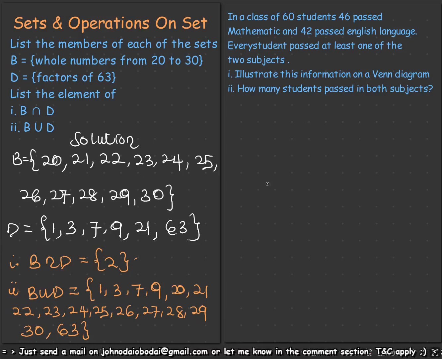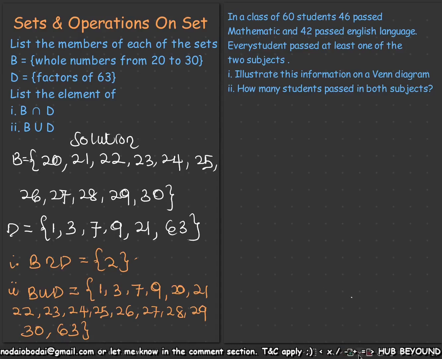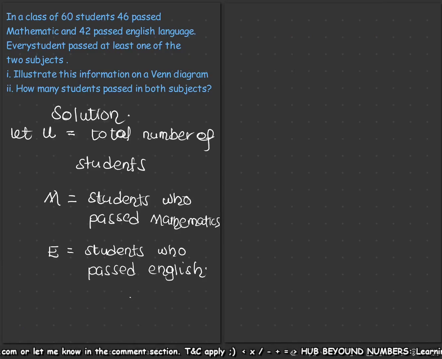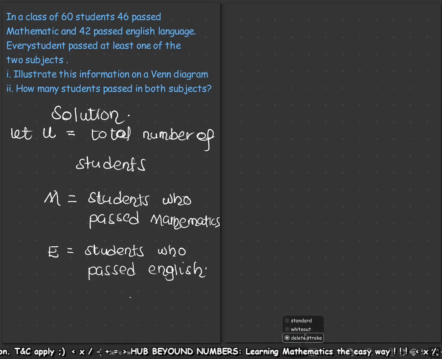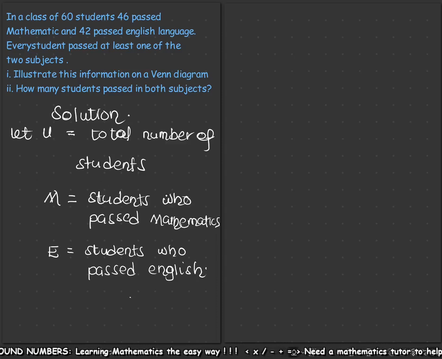Now, before we attend to this question, you would first have to write out your parameters. That is what you can write out from the question you've been given. It helps you get a clear picture of what you are working with. Okay, so let me quickly write that down. So here I have my parameters written. I'm going to say, let U be the total number of students. So anywhere you see U, it simply means what? The total number of students. Then I come and say M be the students who passed mathematics. And then E would be the students who passed in English.